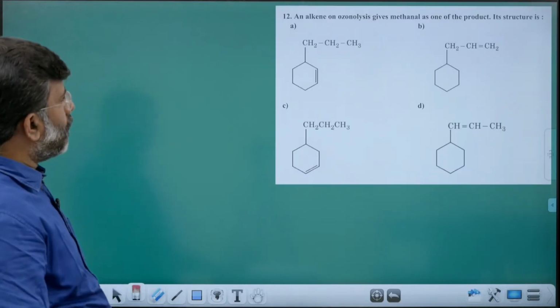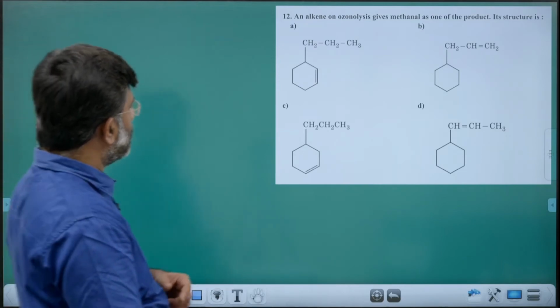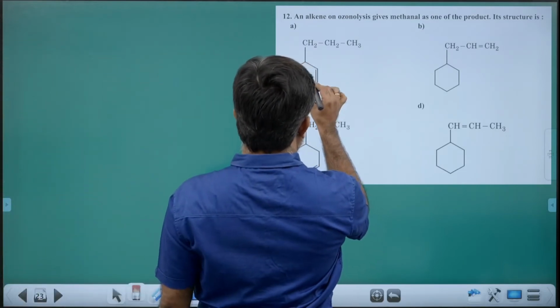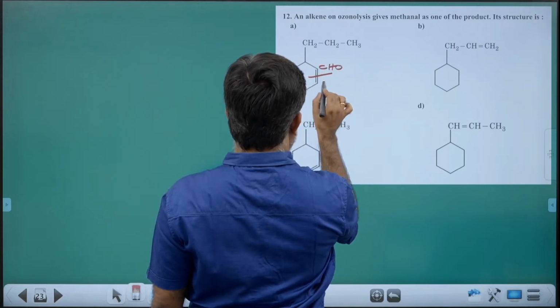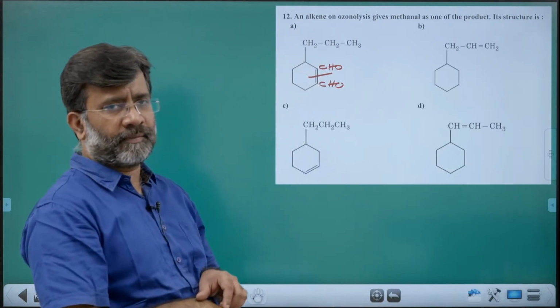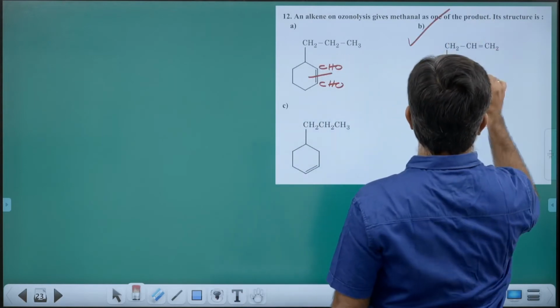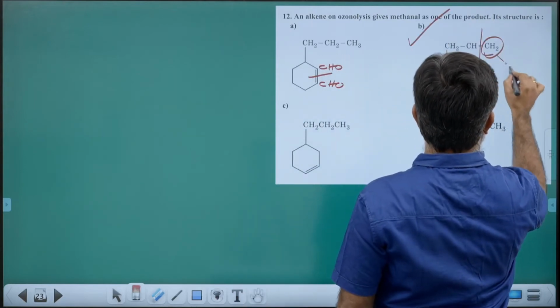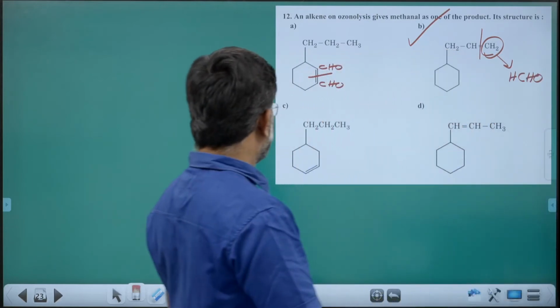An alkene on ozonolysis gives methanol as one product. Here you don't get methanol. See, upon breaking here, this carbon will be converted to CHO. This carbon will be converted to CHO. You don't get methanol. Yes, this is the answer. Upon breaking here, this will be converted to formaldehyde. And that is the answer.